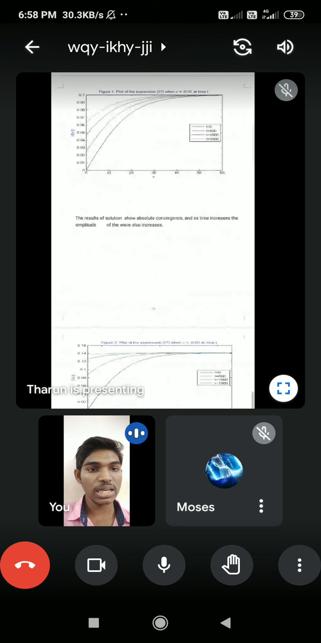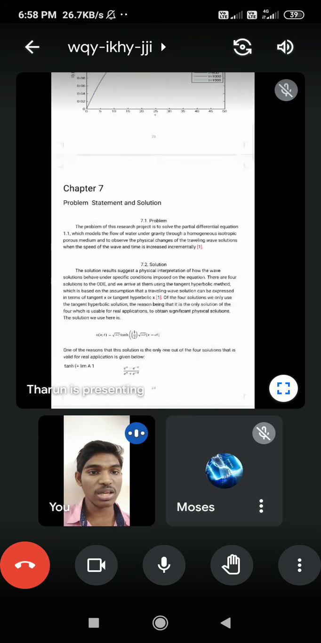Problem statement and solution. The problem of this research project is to solve the partial differential equation which models the flow of water under gravity through a homogeneous porous medium, and to observe the physical changes of the traveling wave solution when the speed of the wave and time are increased incrementally.